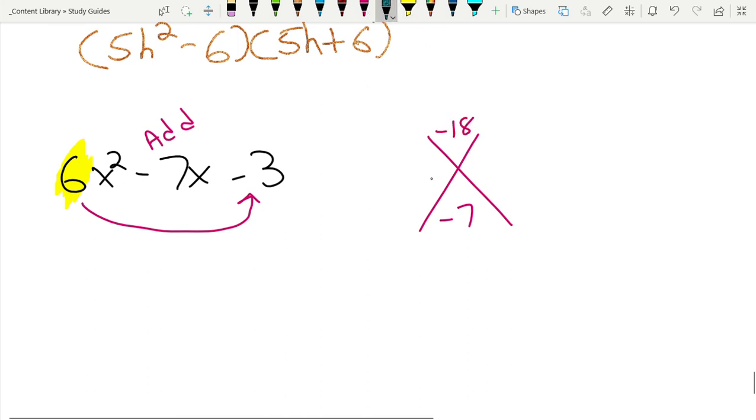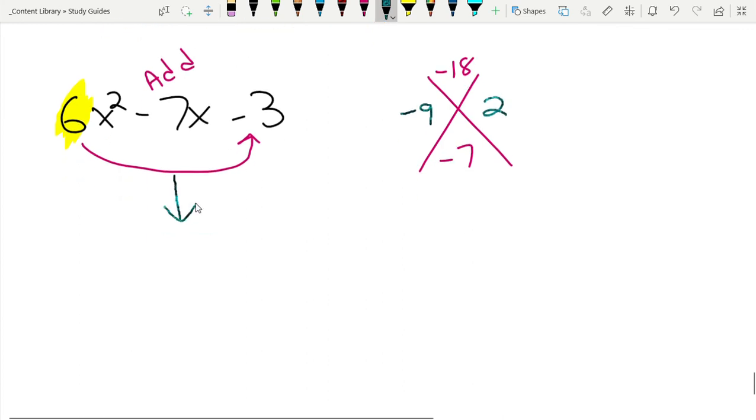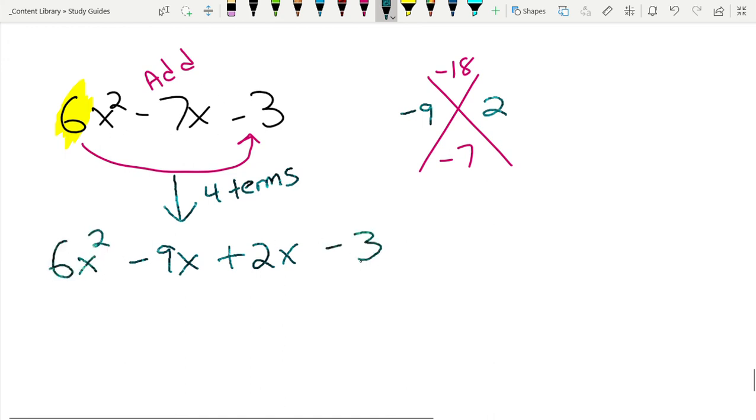So there are two numbers that can do that. A negative 9 and a positive 2. Add to negative 7, multiply to negative 18. Usually after you're done with the diamond, you're completely done. But with the big diamond, you have to go through the long process. You need to transfer into 4 terms. Remember, to get that extra term, that's where these two numbers come into play. The negative 9x and the positive 2x is what's making up your middle term. Bring down the first, bring down the last.